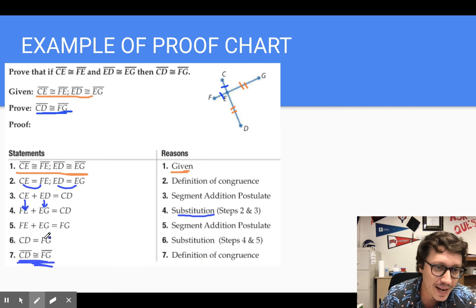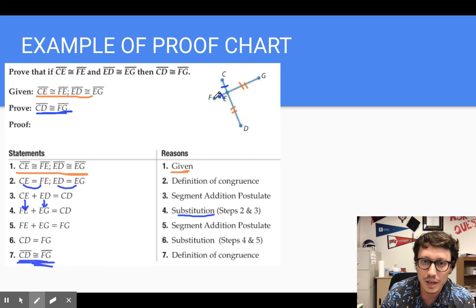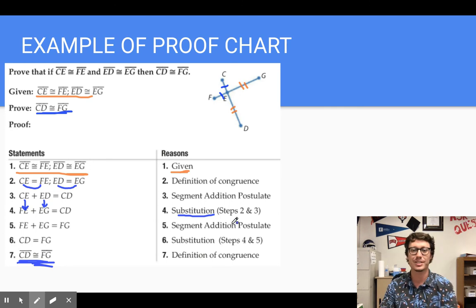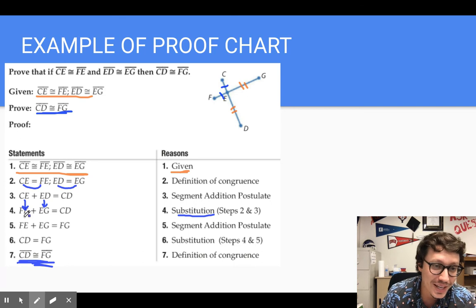Okay, and now FE plus EG is equal to FG, right? FE is the blue one plus EG is the orange one, which is equal to the entire FG. And once again, we are adding two segments together, so we know that's the segment addition postulate.